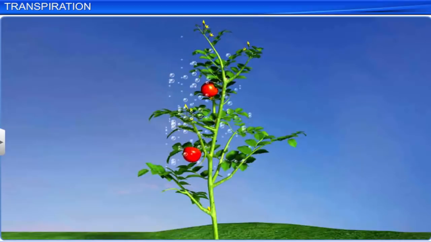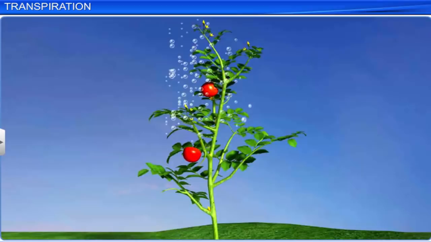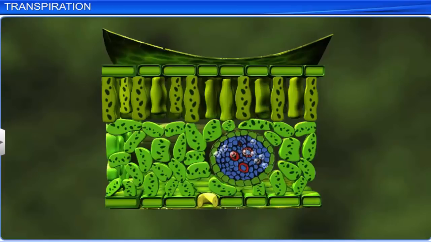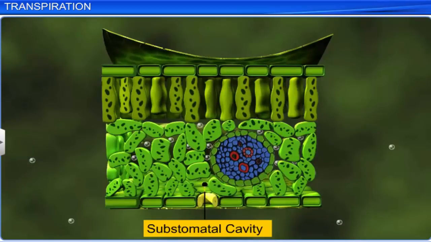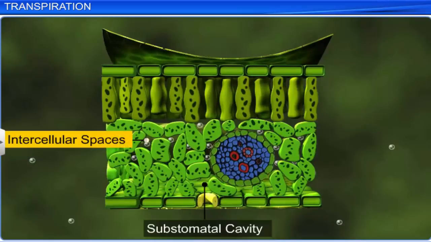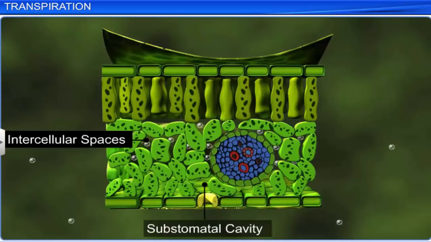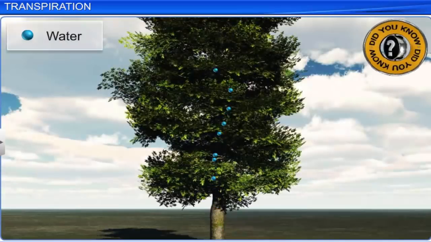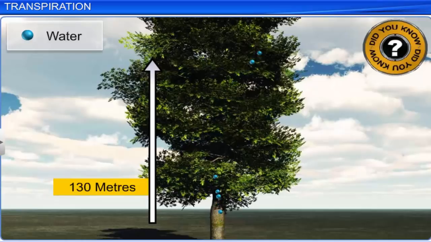This transport is helped by the water potential gradient. The concentration of water vapor in the atmosphere is lower than that in the substomatal cavity and intercellular spaces. Thus, water diffuses into the surrounding air, creating a pull. Did you know that this pressure generated by transpiration pull is capable of lifting water over 130 meters high in a xylem vessel?